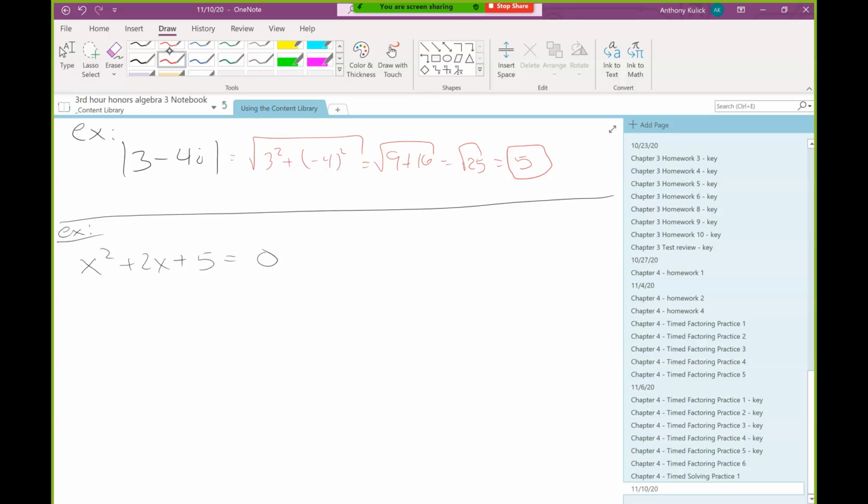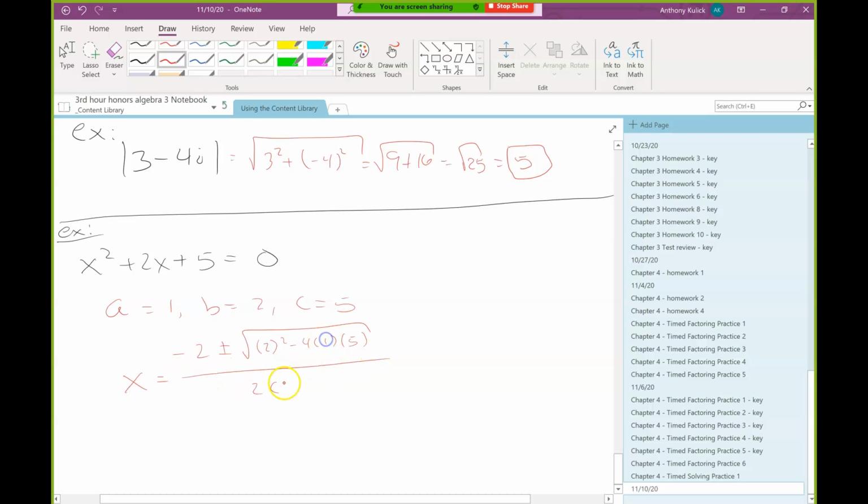There's not two numbers that multiply to give you 5 and add to give you 2. So if it's not factorable, and it's in standard form and not easily writable in vertex form, how should we solve it? The quadratic formula. Square root of b squared minus 4ac all over 2 times a. So we have 2 squared, which is 4, minus 4 times 1 times 5, which is 20. 4 minus 20 is negative 16.